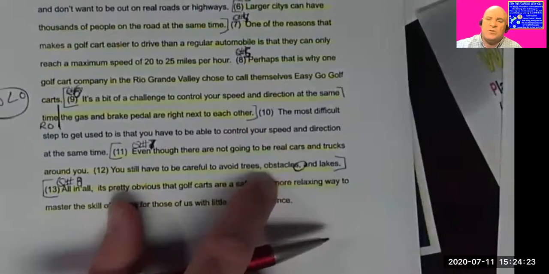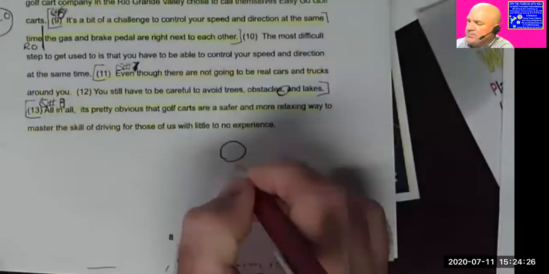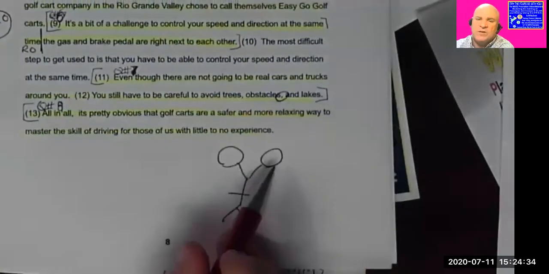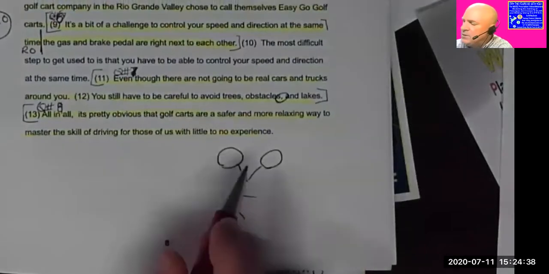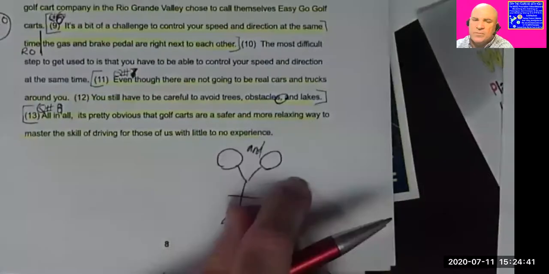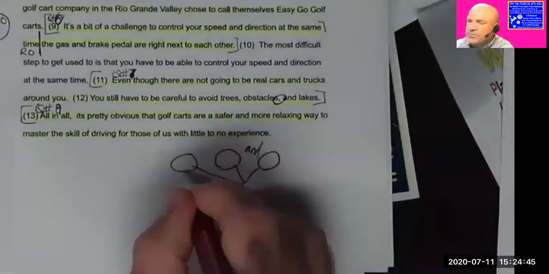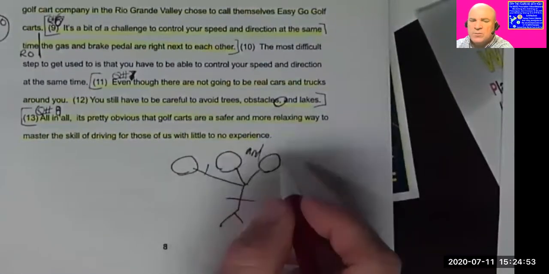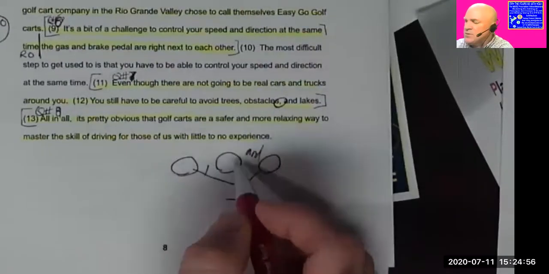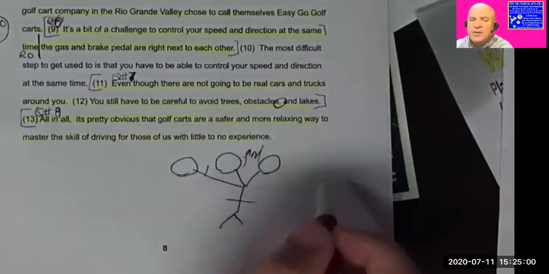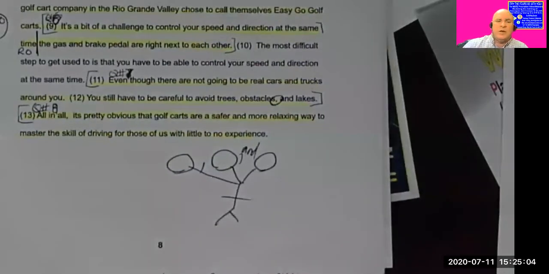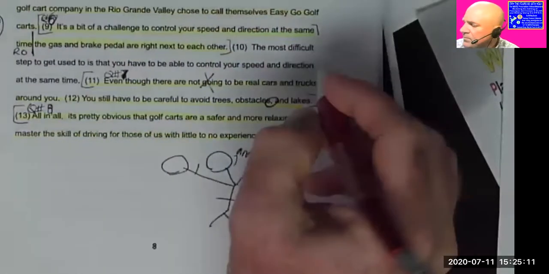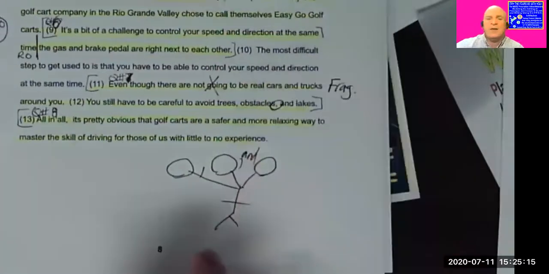And so basically, if there's only two things, you could look at it like this. Two things being discussed in one sentence. Obstacles and lakes. But because this one has three things, we have to say trees, comma, obstacles and lakes, period, or trees, comma, obstacles, comma, and lakes, period. So that's a visual way to help your kids understand commas in a series. So we have this sentence here being a fragment. So I can't leave it that way.